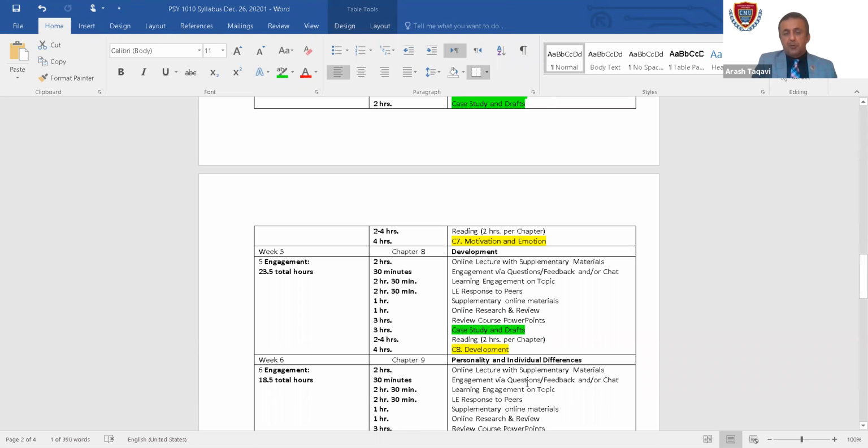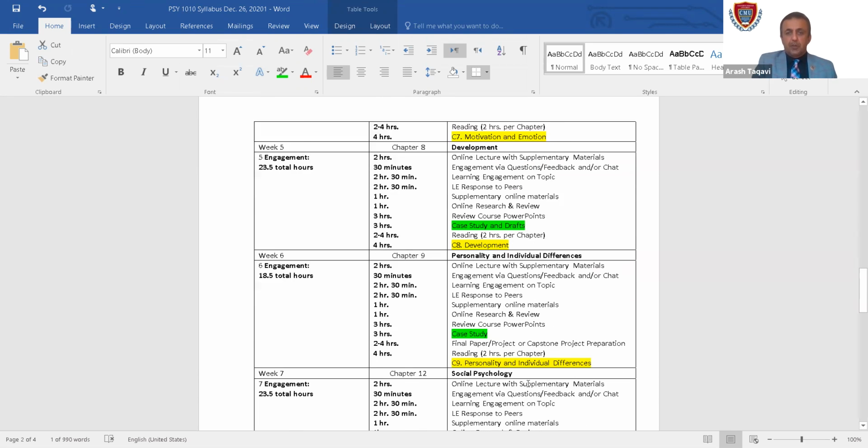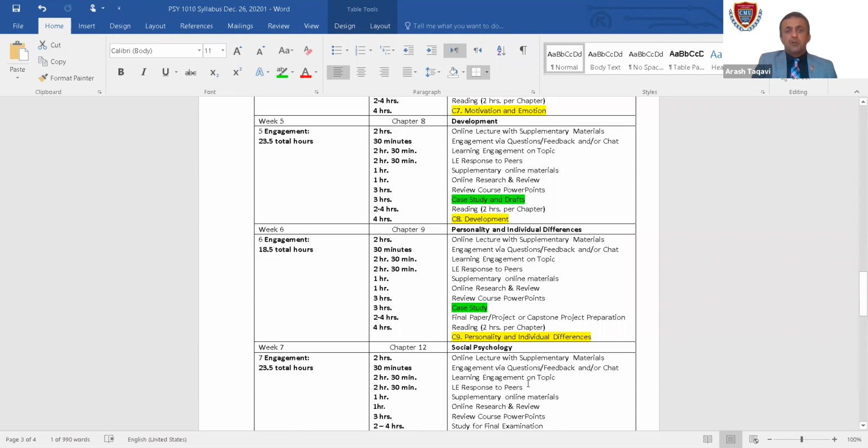And the next chapter is about developmental psychology: how we change in our lifespan, from childhood to adulthood to old age. And in chapter 6, we will talk about again one of the basic concepts which is used very much in the organization.